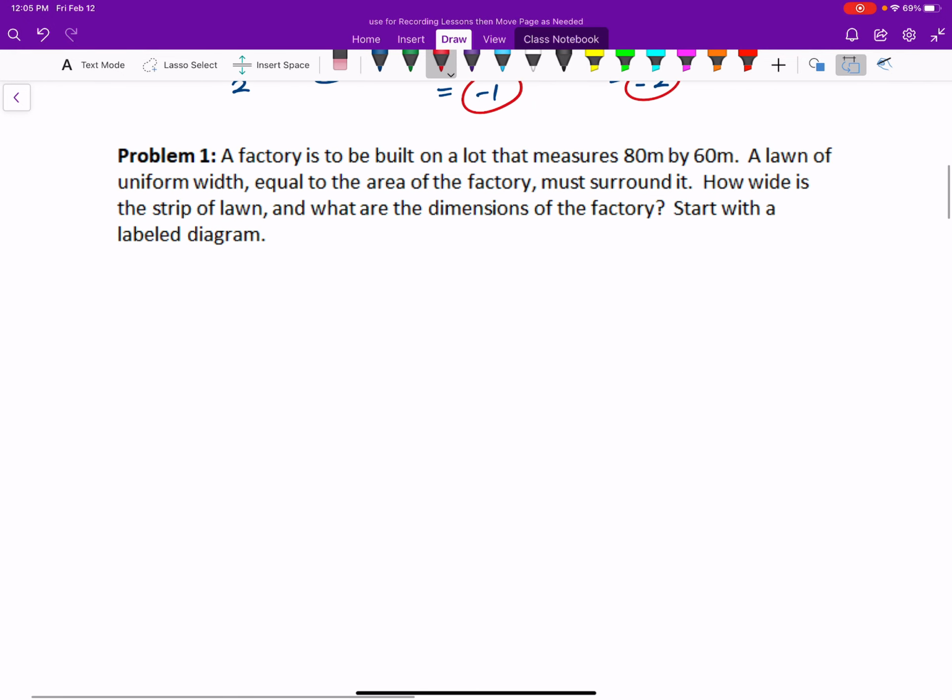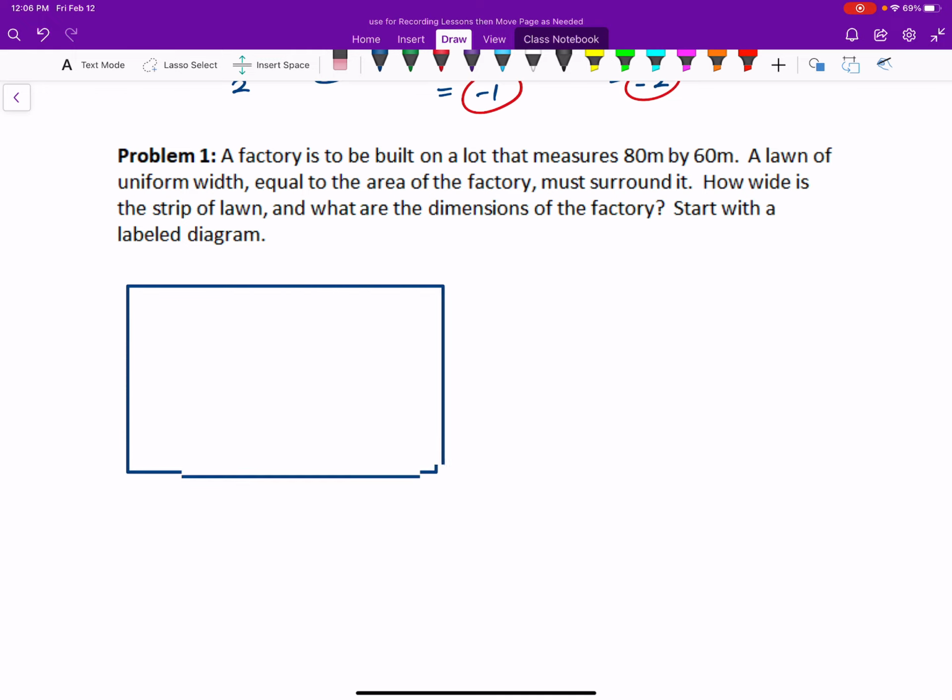Now here's a problem involving quadratics. A factory is to be built on a lot that measures 80 by 60 meters. A lawn of uniform width equal to the area of the factory must surround it. How wide is the strip of lawn and what are the dimensions of the factory? Start with a labeled diagram. We're definitely going to need a diagram to help us visualize this one. So here this can represent our lot. So it's 80 by 60.